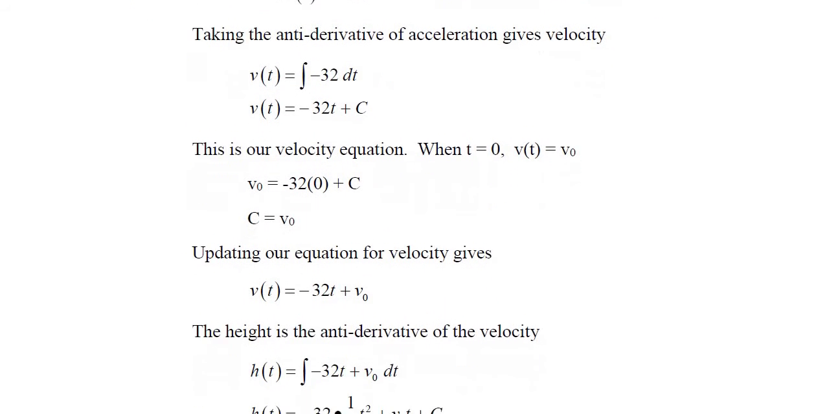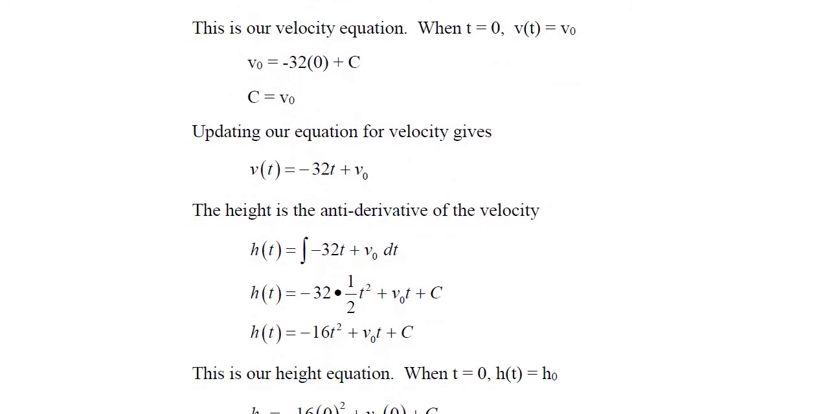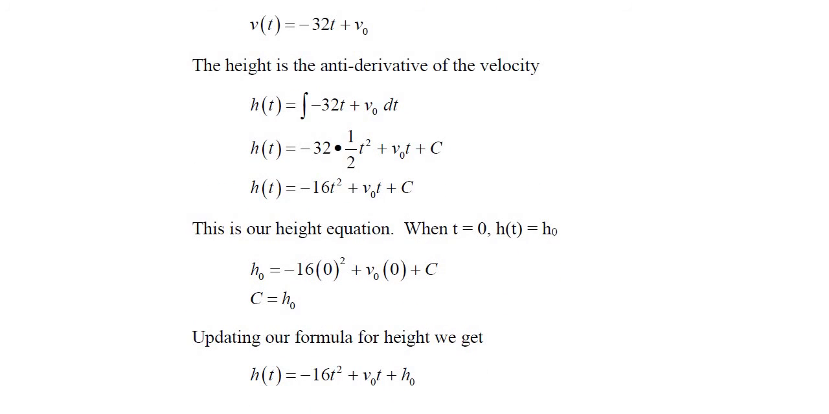Alright, the height is the antiderivative of the velocity. So h of t is going to be the antiderivative of negative 32t plus v0 dt. So h of t, that gives me negative 32 times 1/2 t squared plus v0 times t plus some constant, which simplifies to h of t is equal to negative 16t squared plus v0t plus a constant.